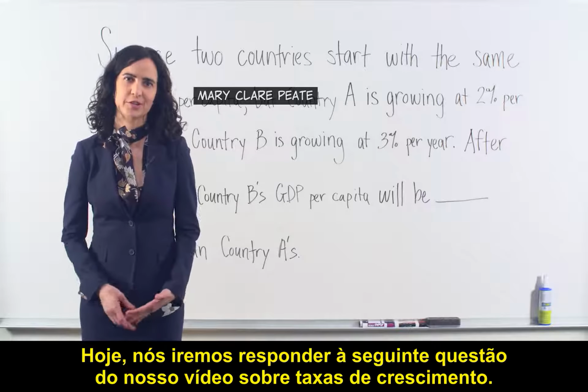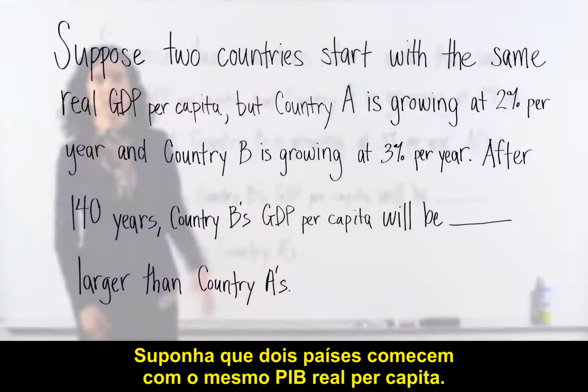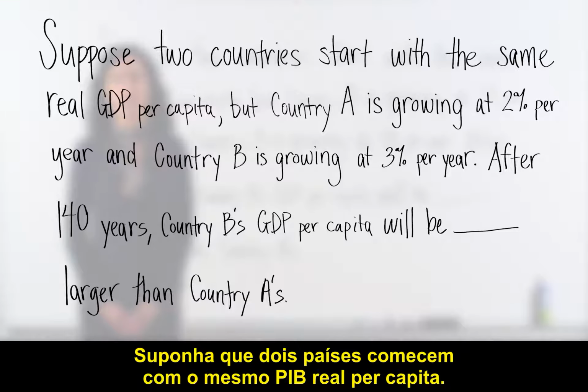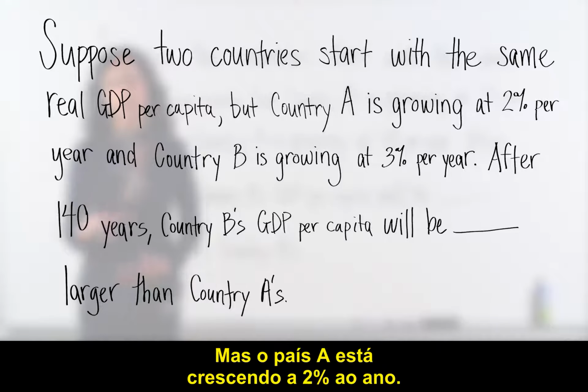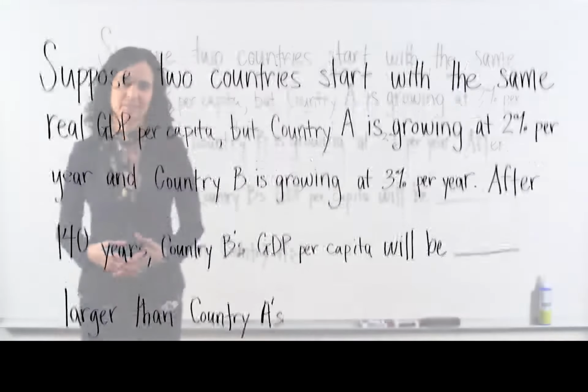Today, we're going to answer the following question from our growth rates video. Suppose two countries start with the same real GDP per capita, but country A is growing at 2% per year and country B is growing at 3% per year. After 140 years, country B's real GDP per capita will be how many times larger than country A's?